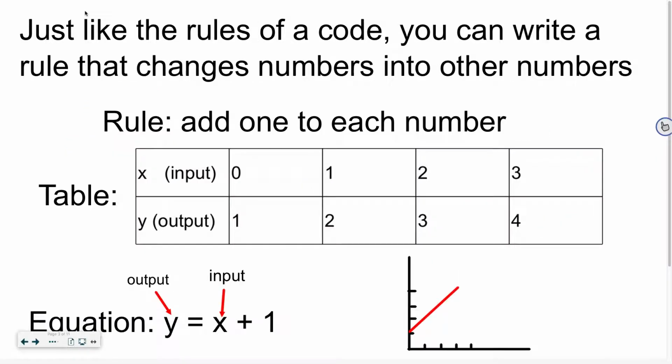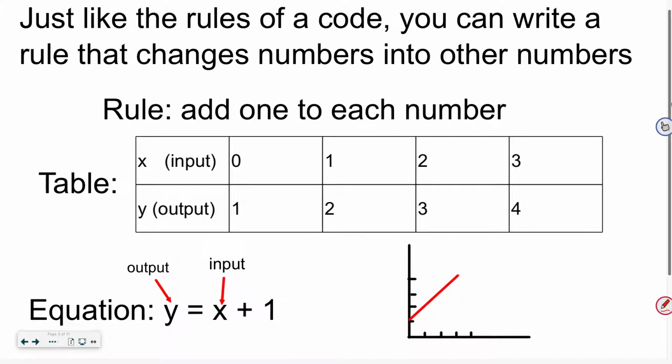Just like the rules of code, which is what we did yesterday, you can write a rule that changes numbers into other numbers. So for this example, this table represents the rule that we're going to add 1 to each number. If I started with a 0, I added 1, it became 1. If I started with a 1, I put it into the machine, I add 1, it becomes 2. The input of 2 became 3, the input of 3 became 4. The equation that represents this rule is here, y equals x plus 1.